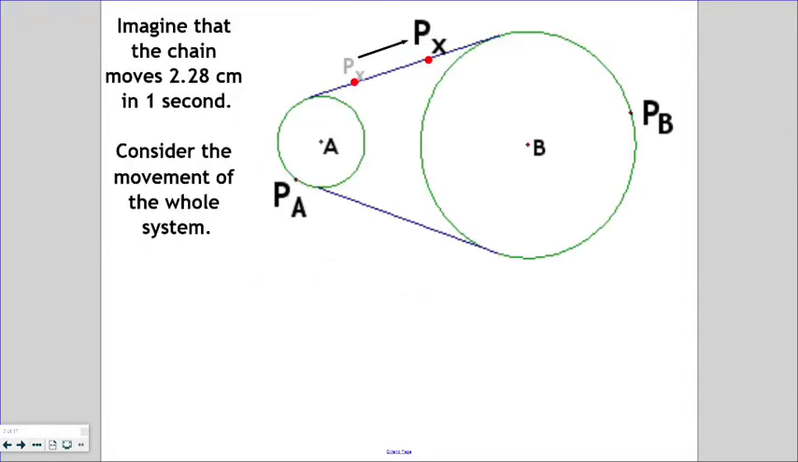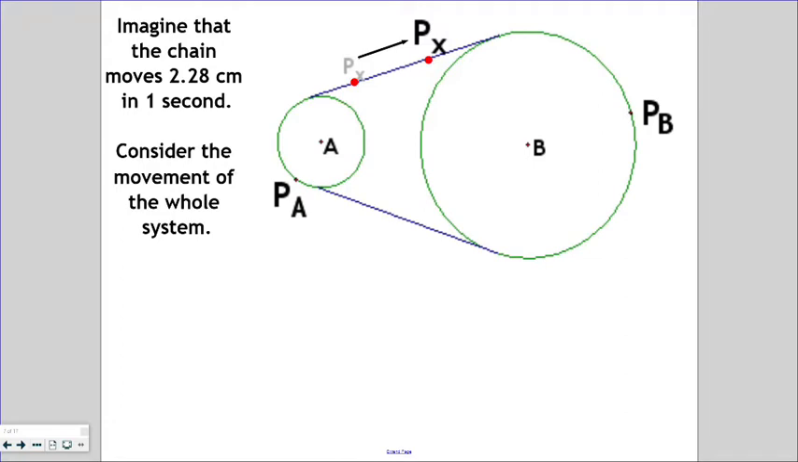Okay, so I made up a number. Imagine that the chain is moving at 2.28 centimeters per second. It really is an arbitrary value. I probably could have picked a nicer number for the point of this example. But let's say, for the sake of this problem, to get from this point to this point, we've moved 2.28 centimeters in 1 second. But what has to be true of this entire system then is if I move 2.28 centimeters here in 1 second, we must also move 2.28 centimeters down here in 1 second, or 2.28 centimeters over here in 1 second, or 2.28 centimeters over here in 1 second.